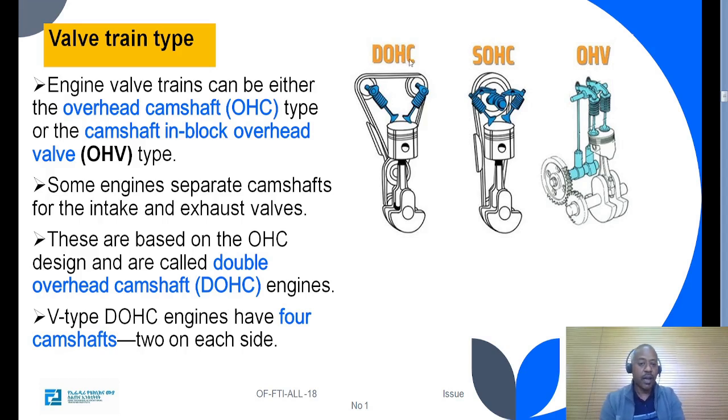The double overhead camshaft design is shown here. So the camshafts are 2 in number. Two camshafts operate the valve mechanism. And here is the single overhead camshaft. So we have a single camshaft in the center, and this camshaft operates the intake and the exhaust valves. And this is the overhead valve. The valves are located inside of the cylinder head, while the camshaft is located inside of the engine block.